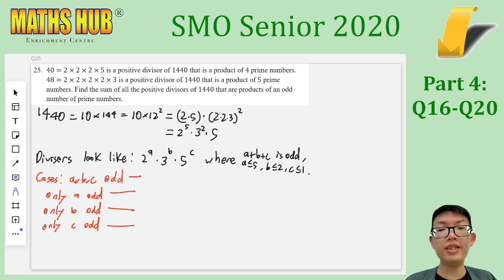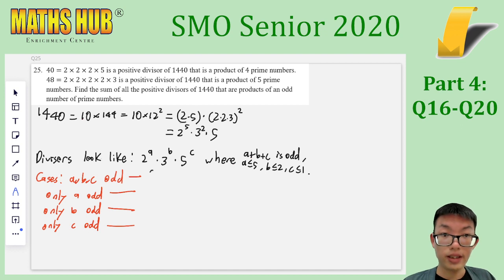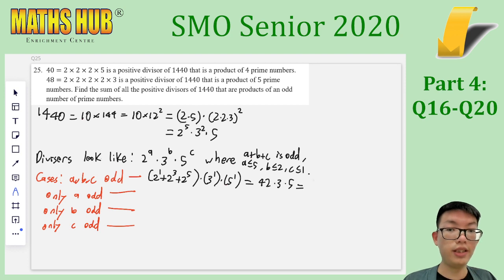Now each of these gives me some possible values of a, b and c. But any combination of a, b and c being odd is okay, right? Since it doesn't matter which odd numbers I look for. So here's how we can calculate the sum quickly. I'll just group it as 2 to the power of 1 plus 2 cubed plus 2 to the power of 5, multiplied by 3 to the power of 1 multiplied by 5 to the power of 1. That's the only way you can have a, b and c be odd. All of the 3 exponents are odd. So this actually includes 2 times 3 times 5, 2 cubed times 3 times 5 and 2 to the 5 times 3 times 5. Let's calculate this. It's 42 times 3 times 5, which is 630.